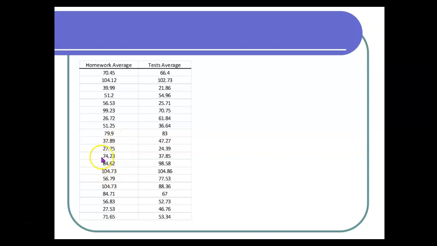Like here, I see somebody who got a 74 on homework, but only a 37 or 38 on tests. Here, I see somebody who got a 57 on homework and a 78 on tests. I'm rounding to the nearest whole number. But mostly, people who scored high on homework, looks like they scored high on tests. People who scored low on homework did low on tests. People who scored somewhere in the middle on homework mostly scored somewhere in the middle on the tests.